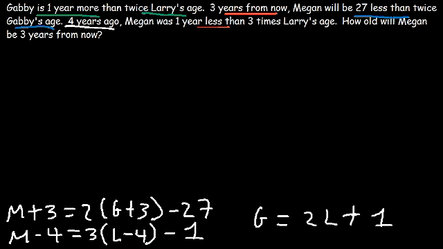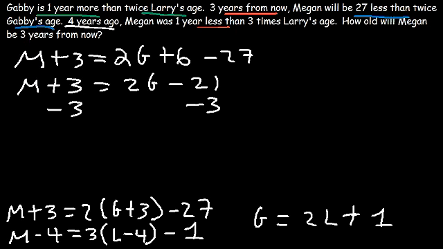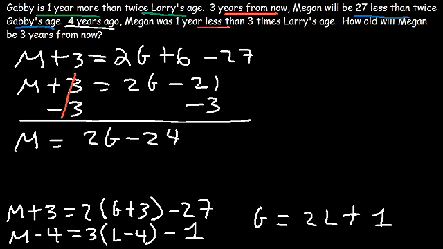So in this equation, I'm going to get M by itself. So let's distribute the 2 first. So M plus 3 is equal to 2G plus 6 minus 27. So M plus 3 is equal to 2G. 6 minus 27 is negative 21. And now let's subtract 3 from both sides. So M is equal to 2G minus 24. So I'm going to save this equation in this upper right corner. We're going to use it later.